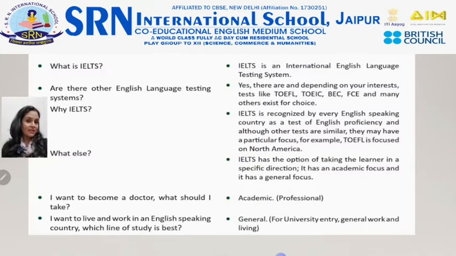What else can I tell you about IELTS? IELTS has the option of taking the learner in a specific direction. It has an academic paper as well as a general paper. Now you must be thinking, suppose you want to become a doctor and you want to go abroad for your studies, which paper would you appear for, academic or general? In this case, you would appear for the academic paper. Now if you wish to live and work abroad, then you would appear for the general paper.